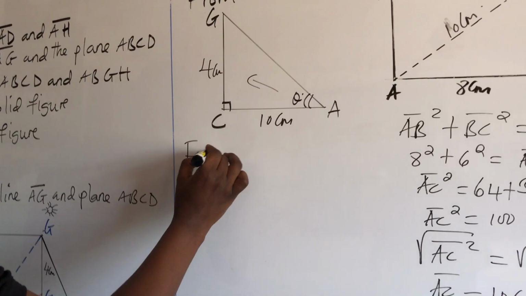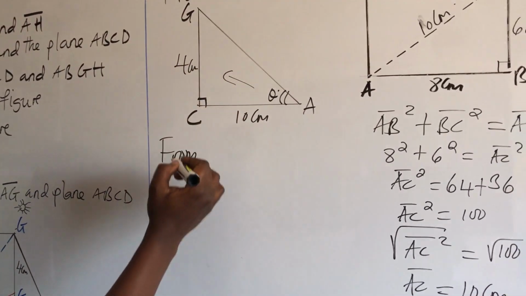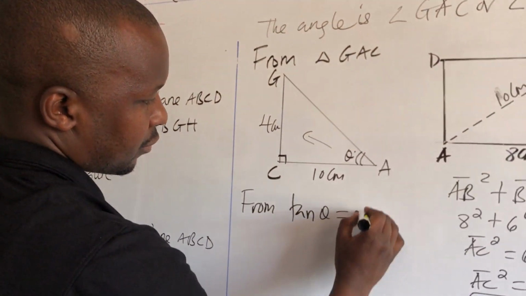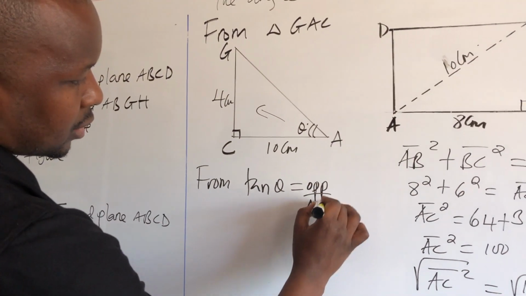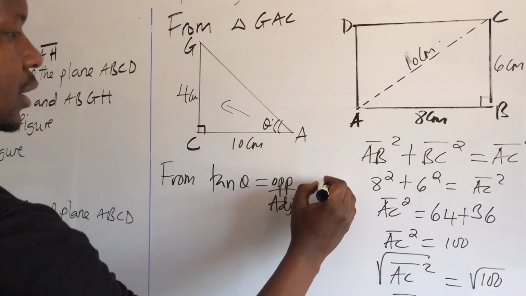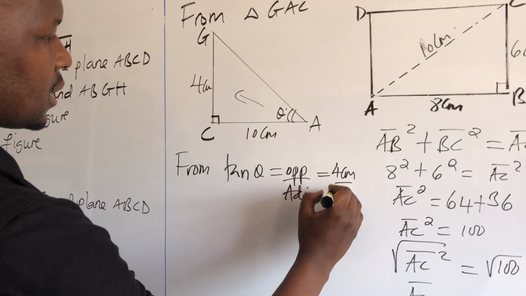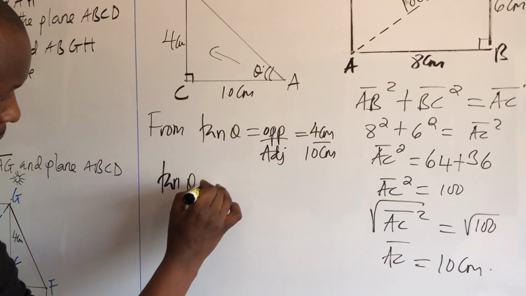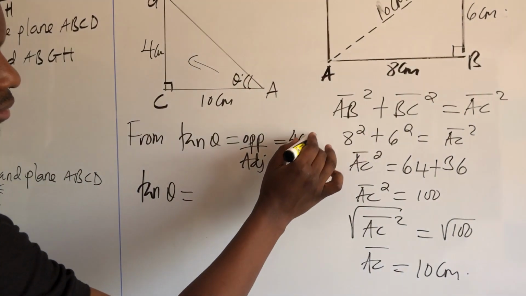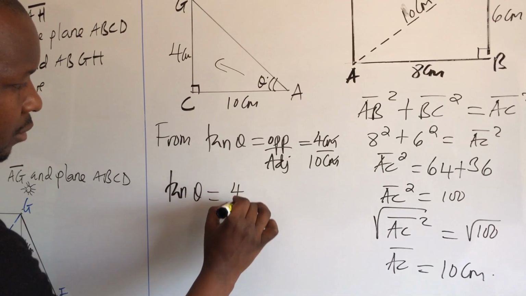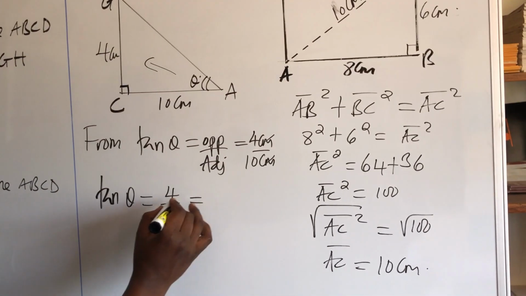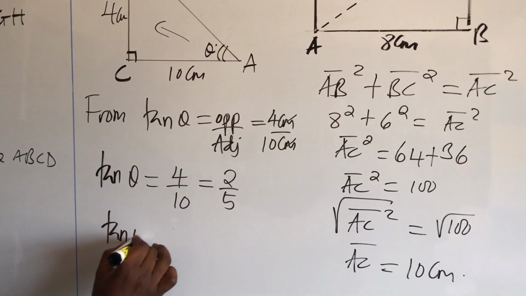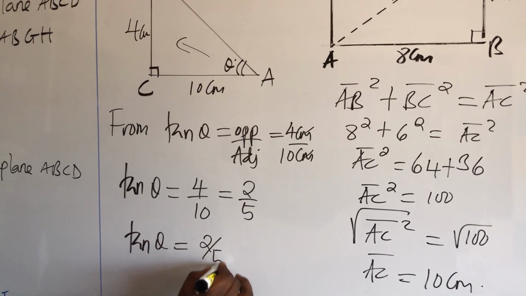From the trigonometric ratio, opposite over adjacent, which is tan. So tan theta equals the ratio of the opposite to the adjacent side. Our opposite here is 4 centimeters, and the adjacent here is 10 centimeters. So tan theta equals, when we cancel out these units, 4 out of 10, which is the same as 2 over 5, dividing by 2. So we have tan theta equals 2/5.